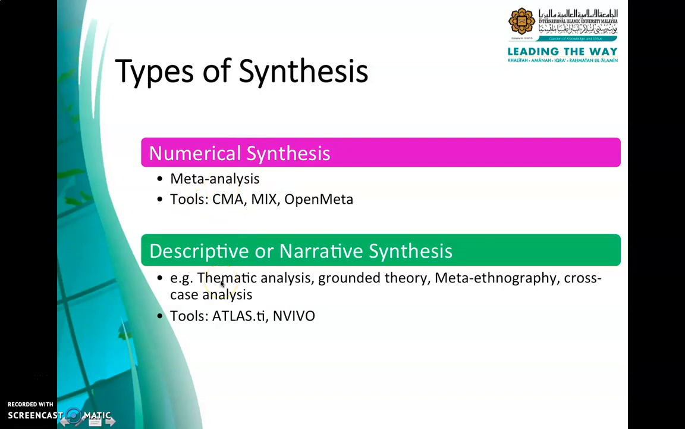Another technique is the so-called descriptive or narrative synthesis. As the name implies, by nature the way we do synthesis is just using text or descriptive language. Techniques include thematic analysis, grounded theory, meta-ethnography, and cross-case analysis. There are many techniques that people have used to perform descriptive synthesis evidence. We will look at these two techniques in detail. For descriptive or narrative synthesis, one can use either Atlas.ti or NVivo. These are the common tools used. It's important to use tools because they help us speed up the process. If you don't have the tools, we have to use a manual method to do the analysis, which will of course take a long time.